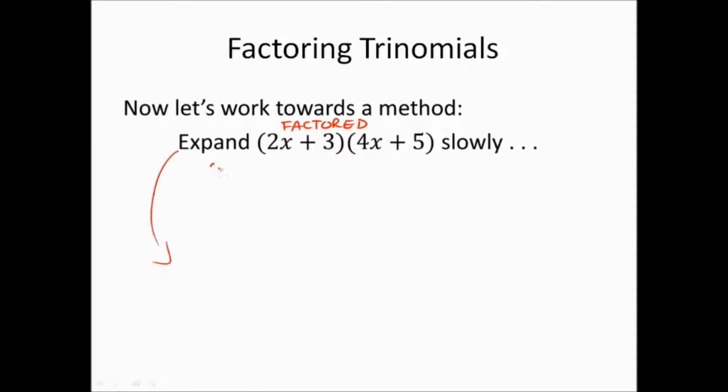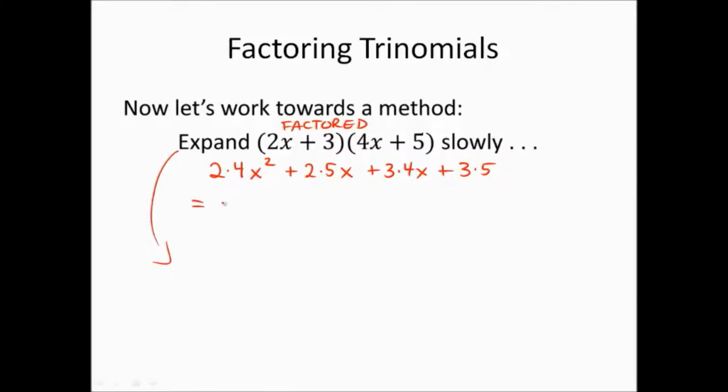Alright, so the first term would be 2x times 4x, so let's write that as 2 times 4x squared. The next multiplication would be the 2x times the positive 5, so that would be plus 2 times 5 times x. The next one would be plus 3 times 4 times x, and the last one would be plus 3 times 5.